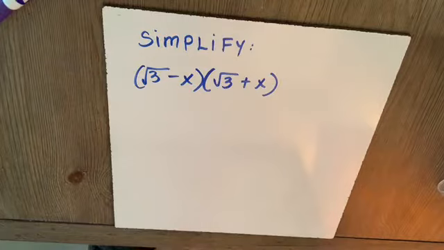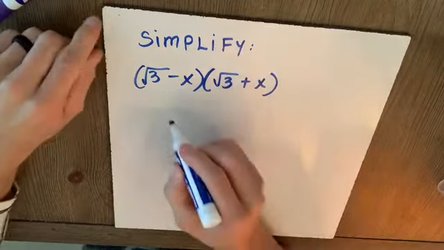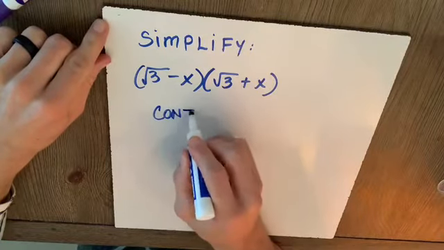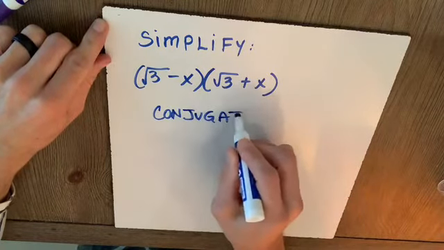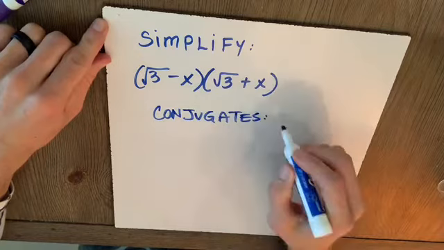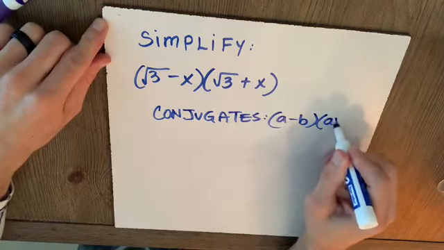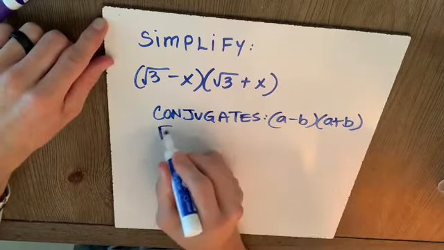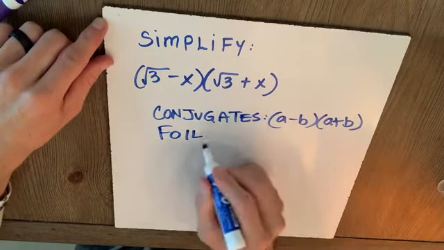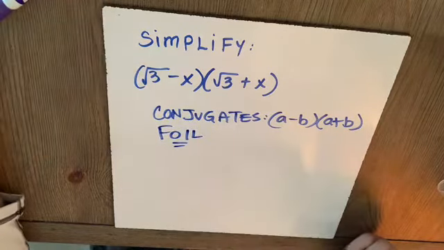If we're asked to simplify the square root of 3 minus x times the square root of 3 plus x, recognize we have conjugates of the form a minus b, a plus b. And what's nice is when we FOIL conjugates, the outer and inner terms disappear.